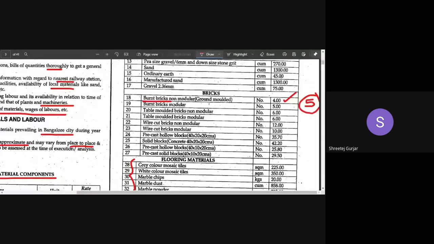You measure in numbers, 15,000, 20,000 you order, right? And the per brick cost, the prevailing rate, is 5 rupees. Hence, multiply that by the number of bricks that you will be ordering, and you will get the cost of your brick.